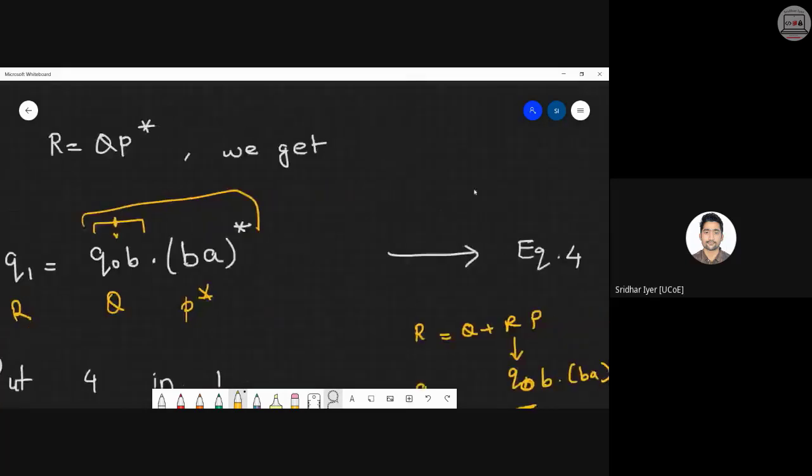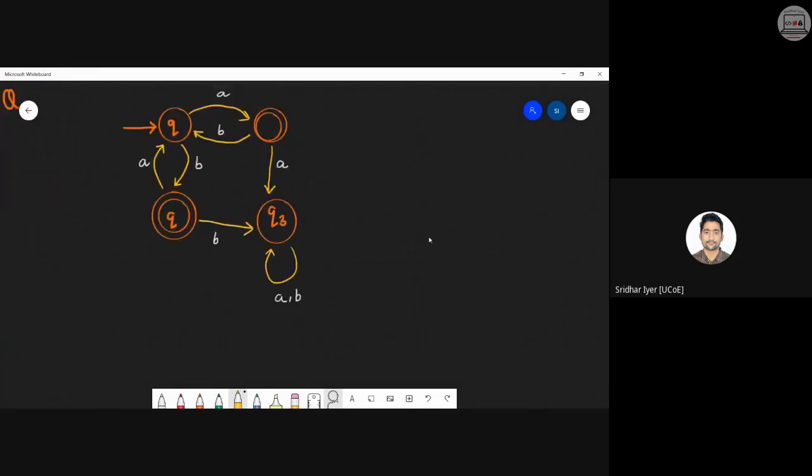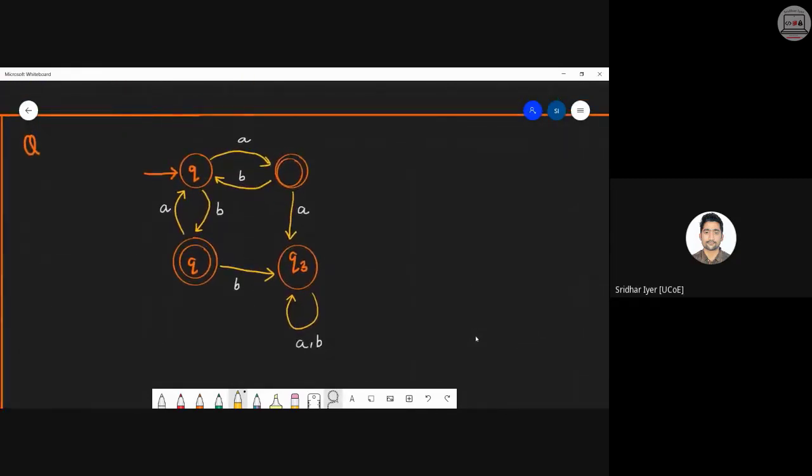So let's move ahead with the next problem. We'll solve it. I guess the numberings have erased. It is Q0. Let me check. Q0, Q1, Q2, and Q3. Okay. So you have this problem. You have to solve this.